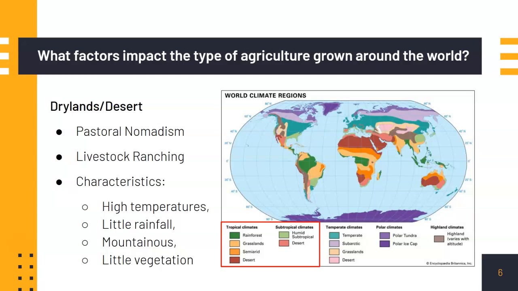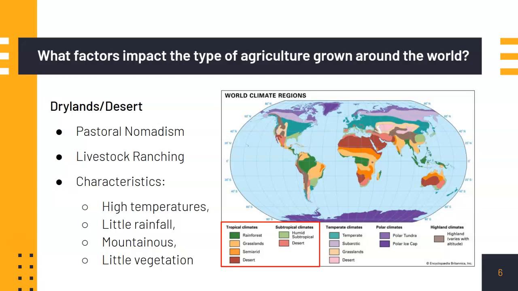Pastoral nomadism is a subsistence-based agricultural system in which people rely on the domestication and movement of animals to meet their needs. Nomadic herders, often found in regions like North Africa, the Middle East, and Central Asia, move their livestock seasonally to find water and grazing land. This mobility is crucial in drylands where resources are scarce and unevenly distributed.